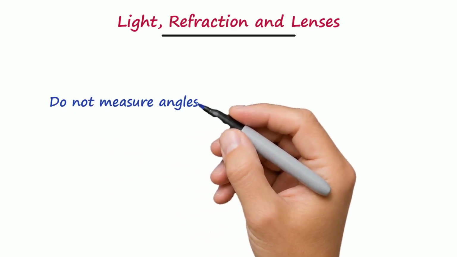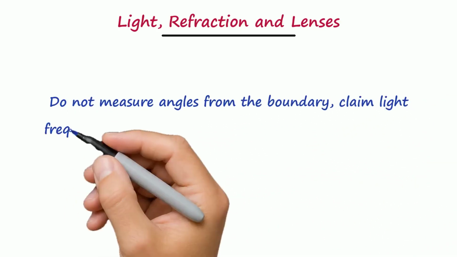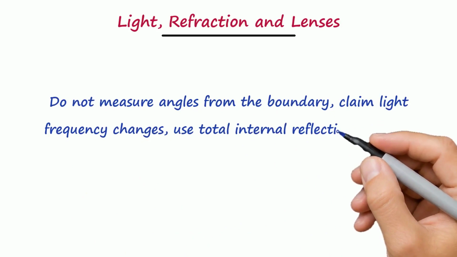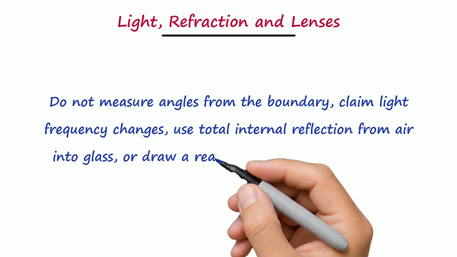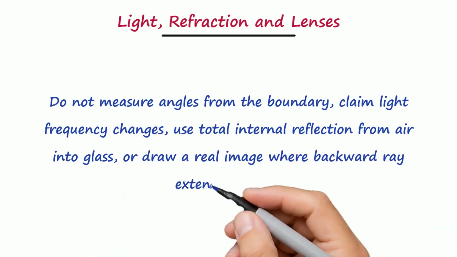Do not measure angles from the boundary, claim light frequency changes, use total internal reflection from air into glass, or draw a real image where backward ray extensions meet.